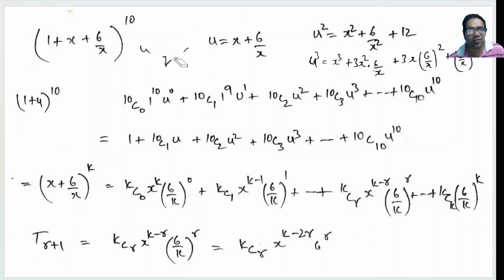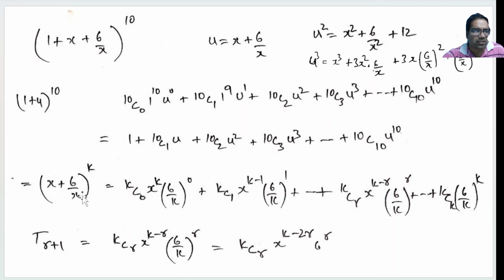But how do we mathematically find all of this? Let's take (x + 6/x)^k, that is u^k, to consider all of these at a time: u^0, u^1, 2, 3, 4, whatever. Let's take some expansion of u^k, that means (x + 6/x)^k.